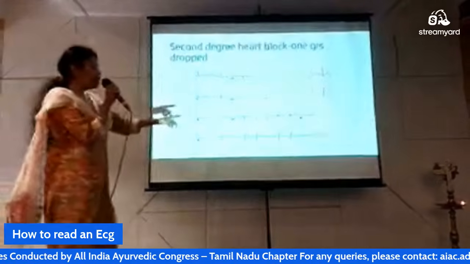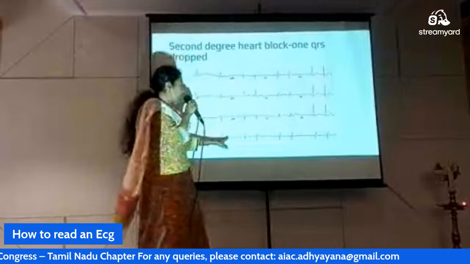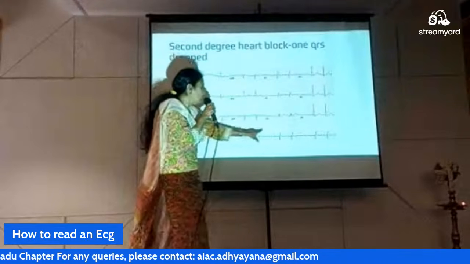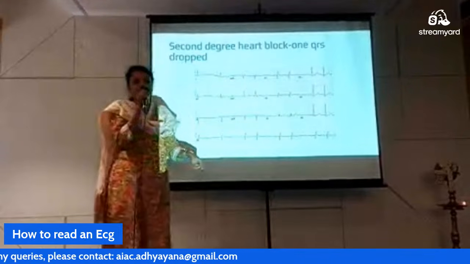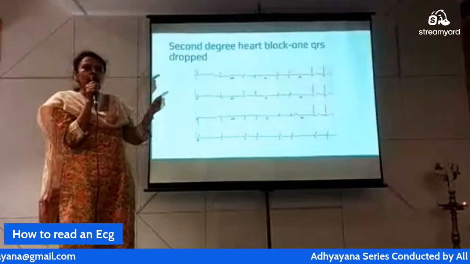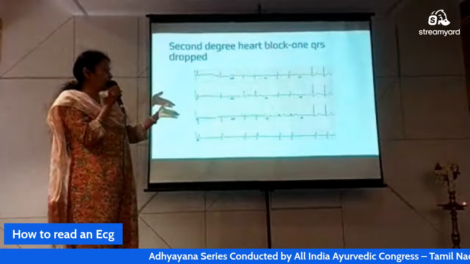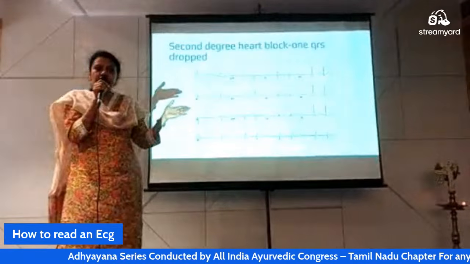There will be one drop in the QRS complex at times. The P wave will be there, but there is no QRS complex, so no ventricular contraction. That means it is a second degree heart block you have to address. This is also there in case of drug toxicity. But some patients may need a pacemaker.